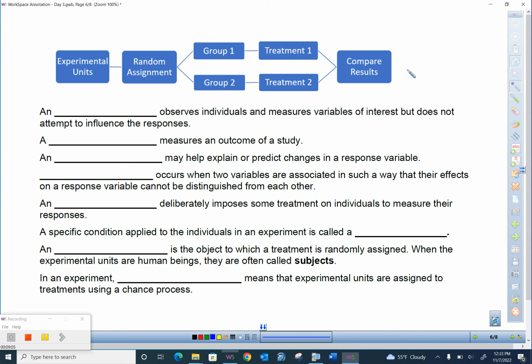And we're just going to fill out some vocab. Some of these we've already talked about, but these are pieces that are involved here and pieces that we've mentioned on the front page. So a what observes individuals and measures variables of interest but does not attempt to influence? Okay, so if it does not attempt to influence, that means there's no treatment. So that's just an observational study.